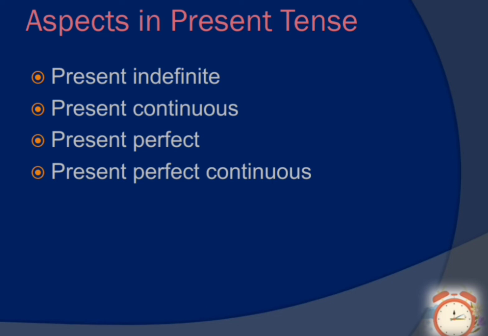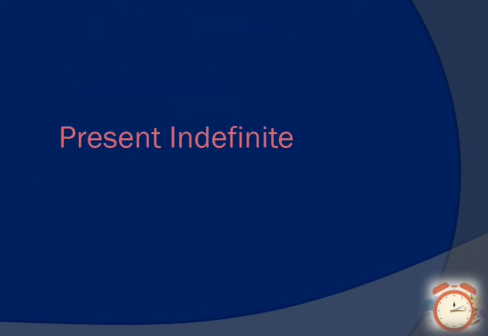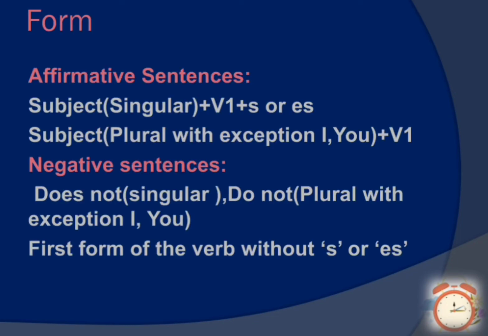Let's do the aspects in present tense. So first of all, present indefinite. To form present indefinite for affirmative sentences, singular subject, first form of the verb with s or es. Plural subject, we will use first form of the verb, and there is an exception of I and you. With I and you, we will use first form of the verb without s or es.